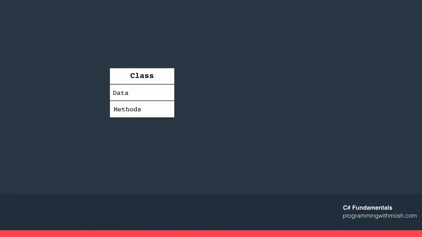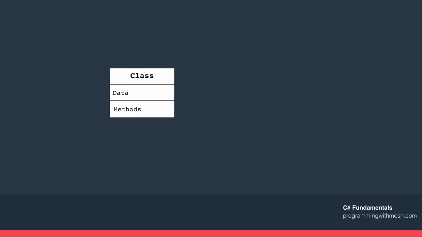Now, what is a class? A class is a container that has some data, which is also called attributes, and functions, which is also called methods. Functions or methods have behavior. They execute code. They do things for us. Data represents the state of the application.